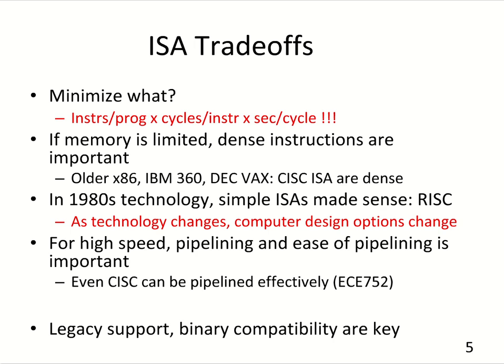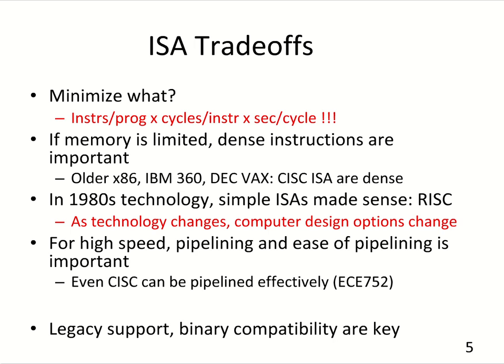One of the key issues that we have to keep in mind also is that to provide high performance, pipelining and ease of pipelining of the instruction execution process that we touched on in the introductory lecture is very important. While it's true that even complex instruction sets can be pipelined effectively, this is something that we study in more detail in ECE 752. A simple regular instruction set, all else being equal, is always going to be significantly easier for the designer to come up with a high performance implementation.